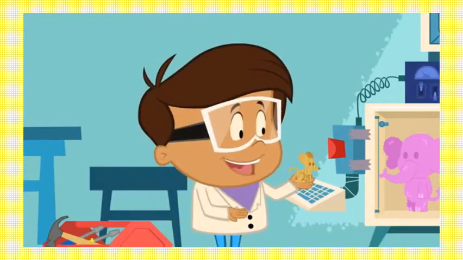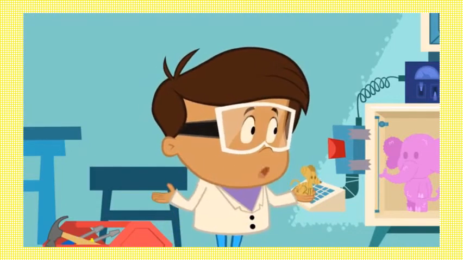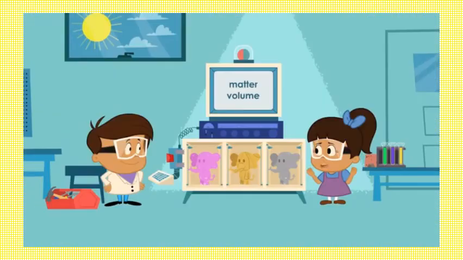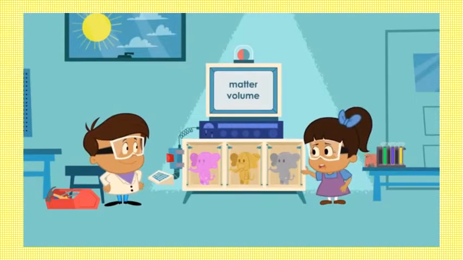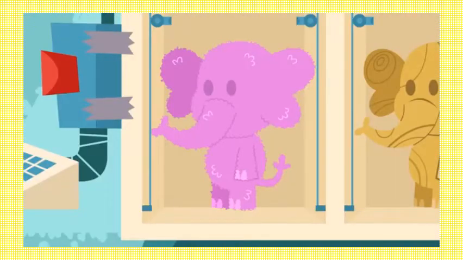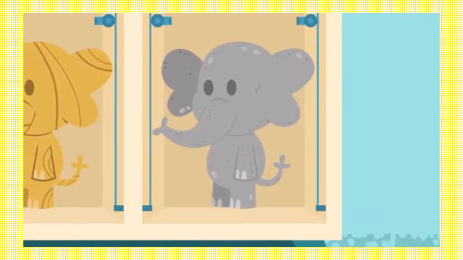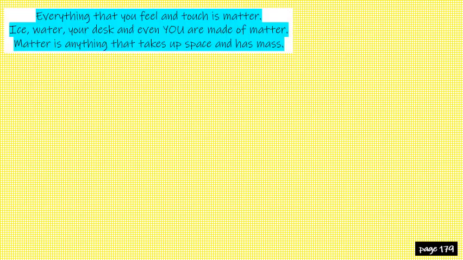Before I made the elephant models, I made a mouse for practice. It takes up a lot less space than the elephant, so it has less volume. Yeah, but these 3 elephants are all the same size. They take up the same amount of space, so their volume is the same. Sure is. All objects take up space. Your computer is taking up space on the desk. You are taking up space on the chair.